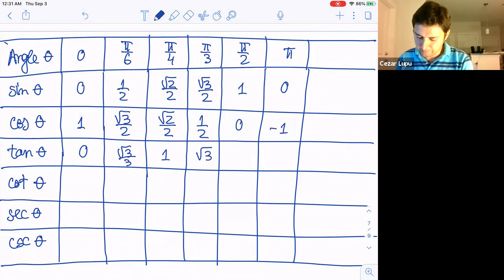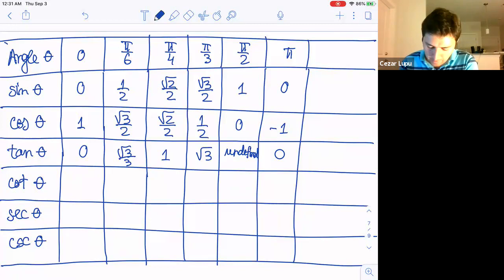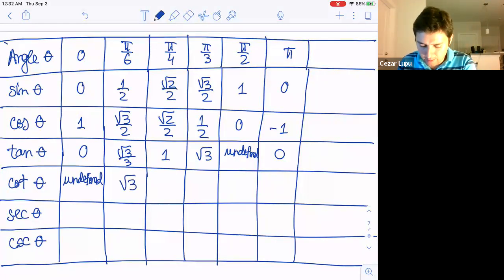And here, as you can see, this will be undefined, right? Then here will be 0. I have 1 over 0. We'll see what happens with this. Anyway, cotangent of theta will be, so at 0 it will be undefined, right? Here will be square root of 3, so it's 1 over tangent. Here will be 1, it will be square root of 3 over 3, right? At pi over 2 it will be 0, and then at pi it will be undefined.